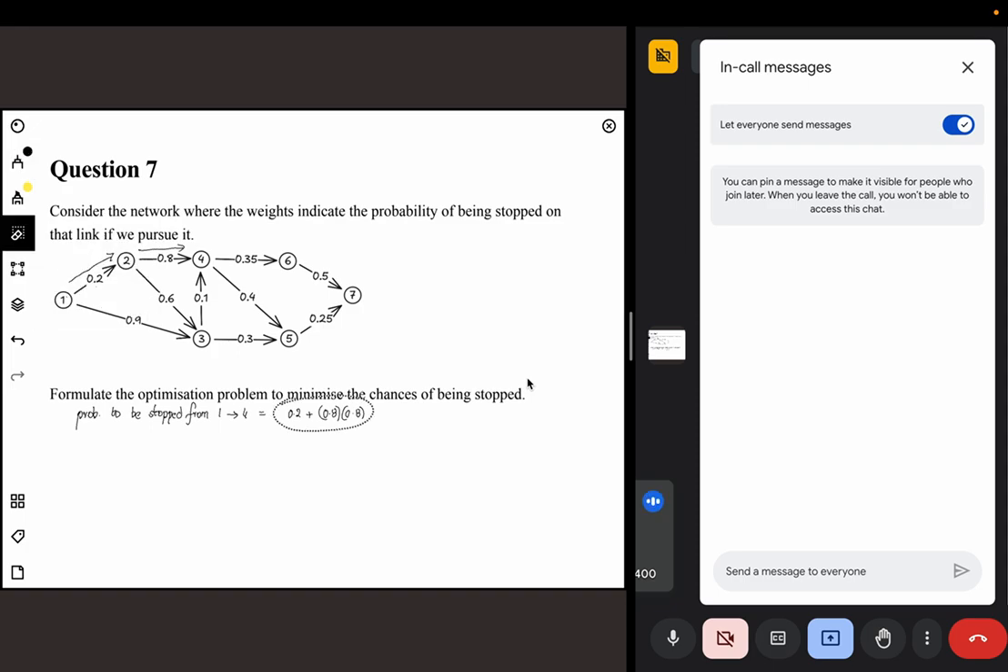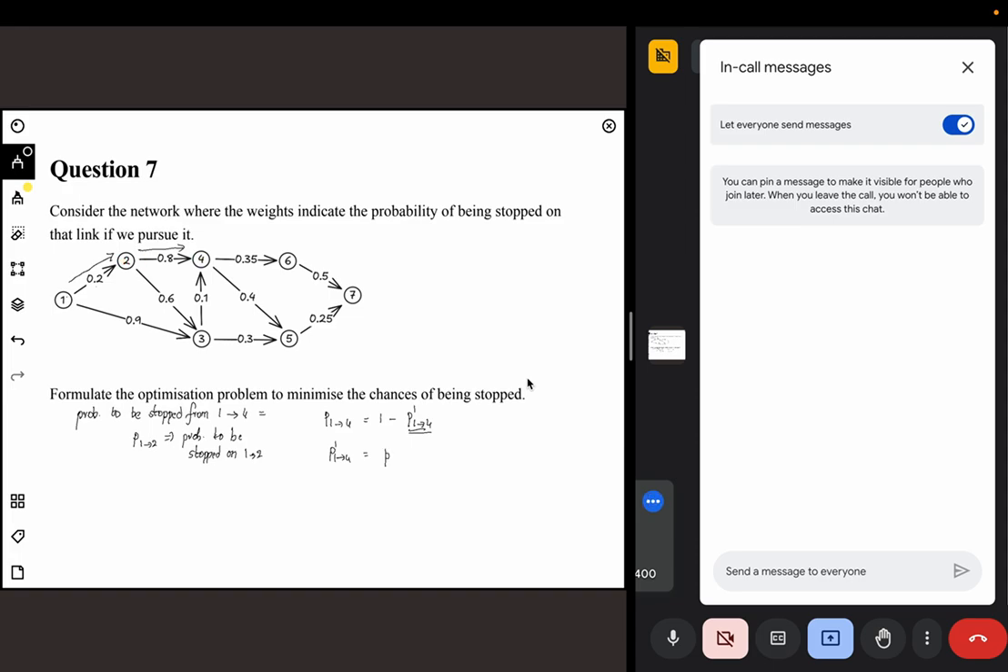Okay, let me put it in a simple way. So let's say you want to move from 1 to 2. So P1 to 2 is this probability to be stopped on 1 to 2. Now what I'm asking is, what is the probability to be stopped on the path 1 to 4? That is equivalent to saying the probability of not being stopped on 1 to 4, right? Let's say it is P prime. What is the probability of not being stopped on 1 to 4? I should not be stopped on 1 to 2, and I should not be stopped on 2 to 4, right?